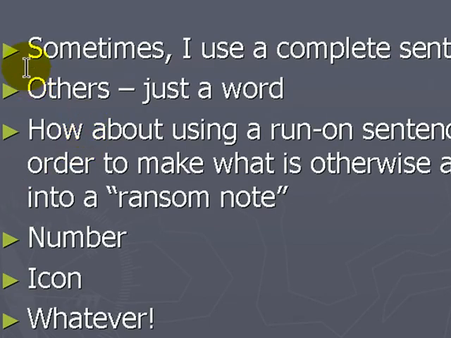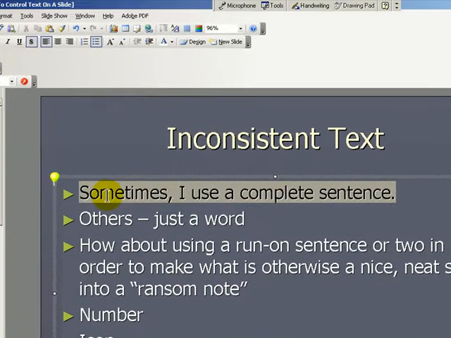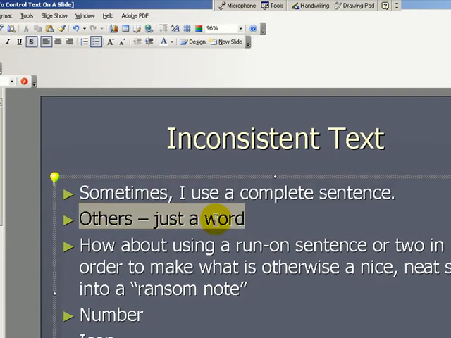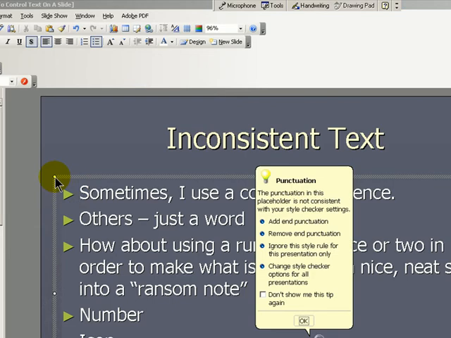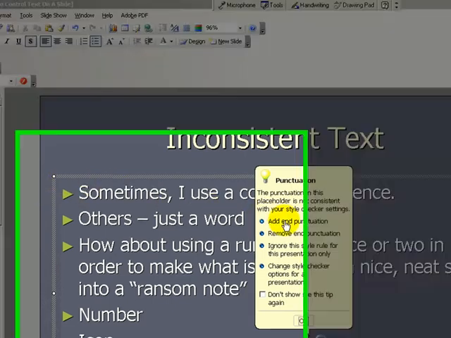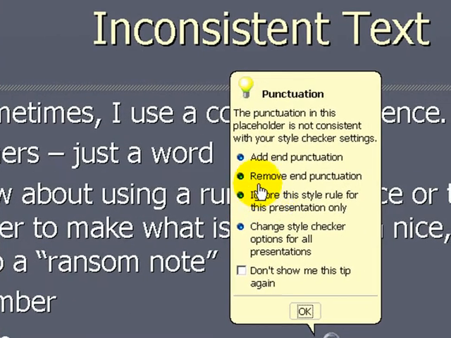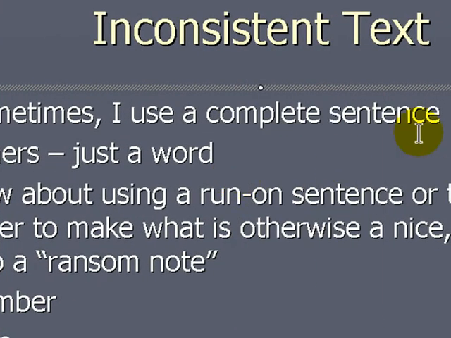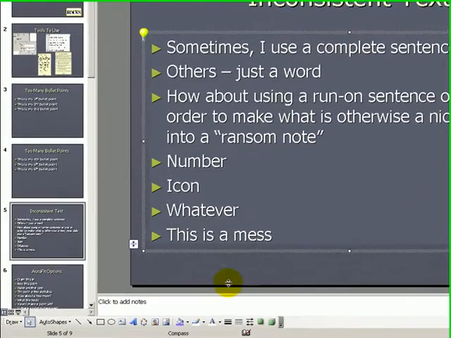Let's take a look over here with inconsistency. Here my first bullet point is a complete sentence. My next is a phrase. The next is a run-on sentence. It's a mishmash. We want to avoid it. Let's see what options we have. Over here, I could add ending punctuation to each bullet point, or I could remove the ending punctuation. Let's do that. Of course, I'll want to go through and make some other editing choices in there.